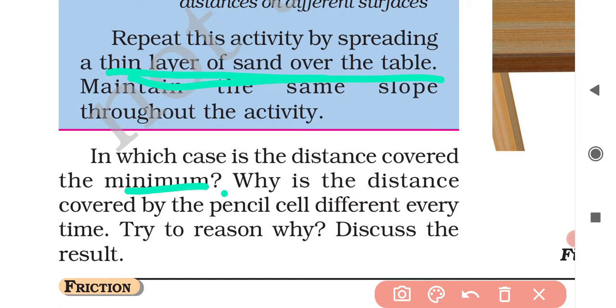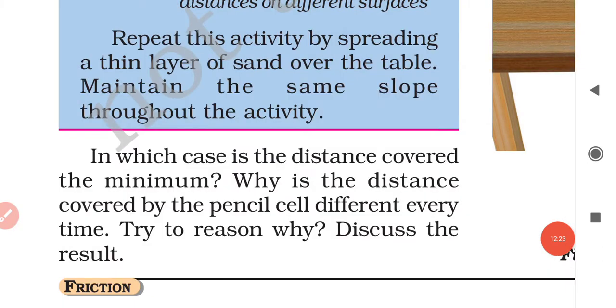Why? Because spreading the sand will make the surface of the table what? Smooth or rough? It will make the surface of the table rough. Why? Because the pencil cell in this case travels less distance on the surface of the table covered by sand, which indicates that the friction exerted by the rough surface of the sand on the surface of the pencil cell is more, right?